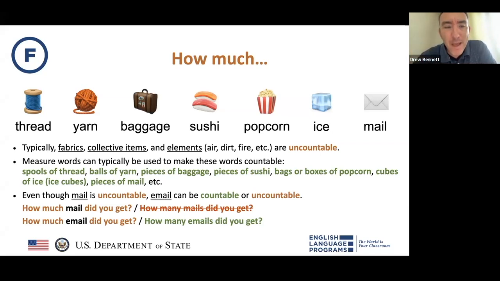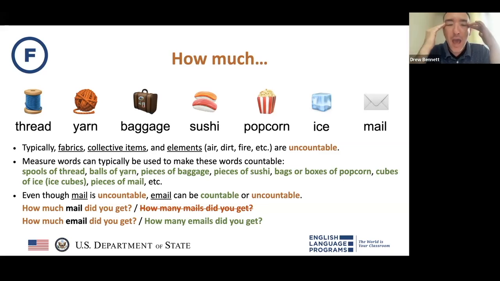And there are special measure words you can use with these if you want to count them. So if you're gonna count thread, you're gonna count spools of thread. So here is one spool of thread. If you're gonna count yarn, you're gonna count a ball of yarn, one ball of yarn, two balls of yarn. For baggage, they're pieces of baggage. Again, though, usually people just say bags. For sushi, it's again pieces of sushi. Here there are two pieces of sushi. For popcorn, you're going to count bags or boxes. For ice, you're going to count cubes. Usually we use the compound noun ice cubes, but you can also say cubes of ice.